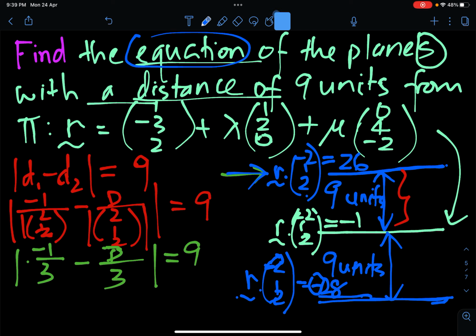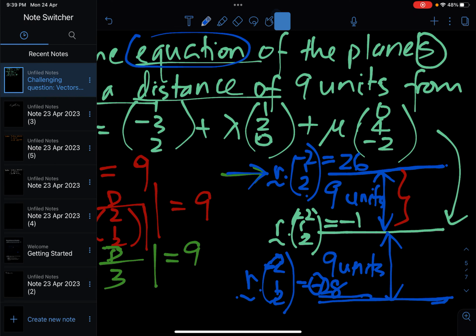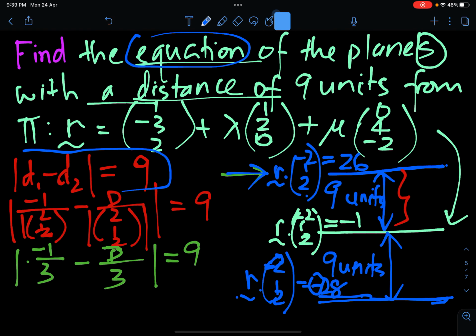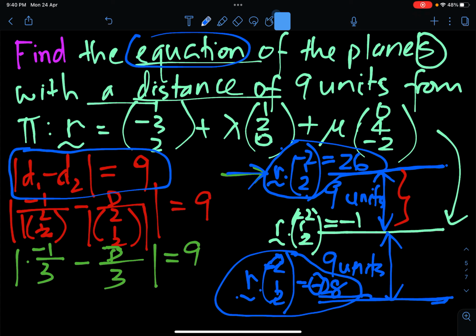This is how you solve a challenging question where you are given the distance between the two planes and you have to work out the equations of the planes. That's why this D1 minus D2 is a very powerful formula, because once you are able to form an equation, you will be able to remove the mod and then you'll get two answers. This is the equation of the two planes, which are 9 units from this middle plane.